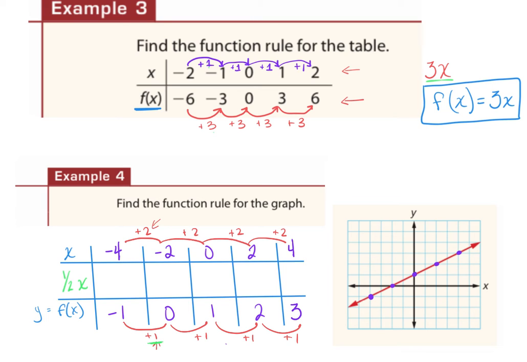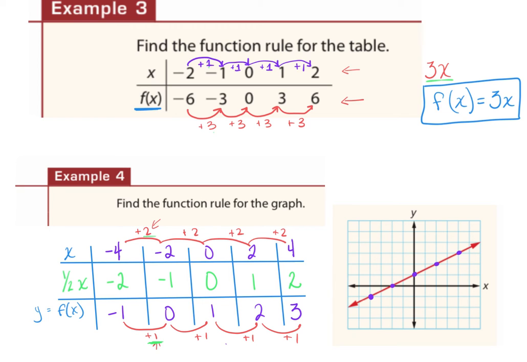Now I'm going to do how y changes over how x changes, 1 over 2. So now this is going to represent that one, that line, and we're going to see if then we can come up with a pattern. So 1/2 times -4, what does that give me? Half of -4 is -2. Half of -2 is -1, half of 0 is 0, half of 2 is 1, and half of 4 is 2.